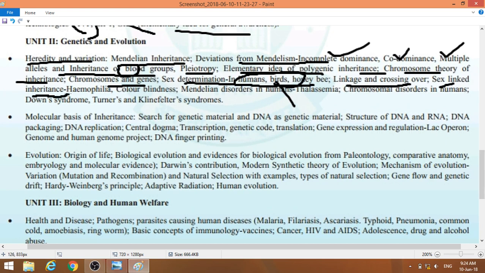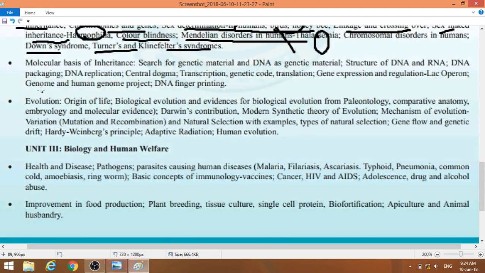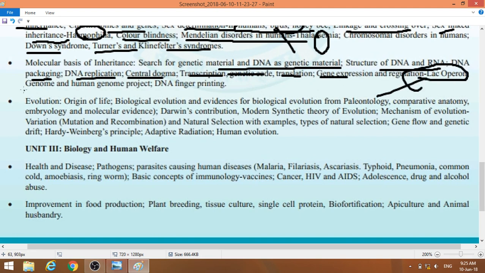Again a question was from here: hemophilia. Then you have to study color blindness. Then Mendelian disorders in humans, thalassemia, chromosomal disorders in humans, Down syndrome, Turner syndrome, Klinefelter syndrome, molecular basis of inheritance, the search for genetic material and DNA, structure of DNA, DNA packaging, DNA replication, central dogma, transcription, genetic code, translation, gene expression and regulation. A question was from here: genome, Human Genome Project, DNA fingerprinting.